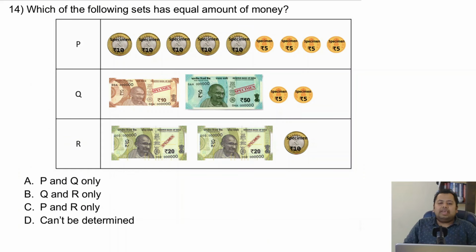Which of the following sets have equal amount of money, right? This is a simple addition problem. You just have to see how much money is there in P, Q, and R, and then find out which of the sets has equal money, right? So again, take a pause, solve it, and then look into the solution.